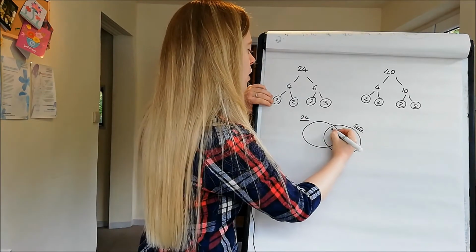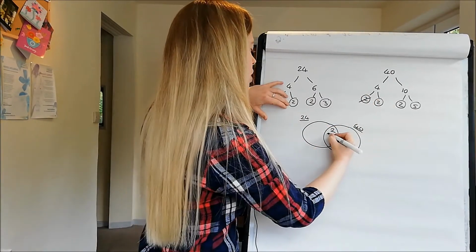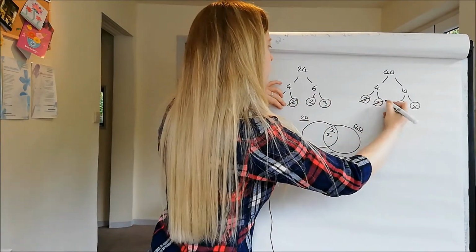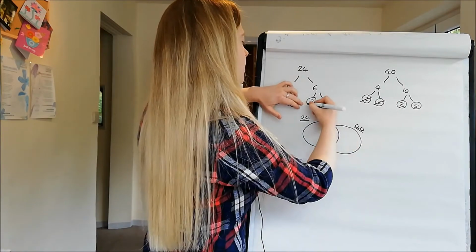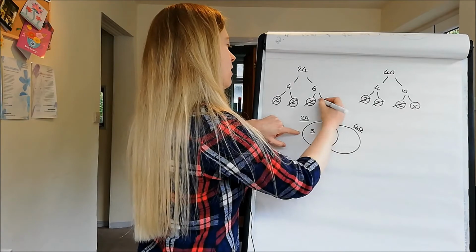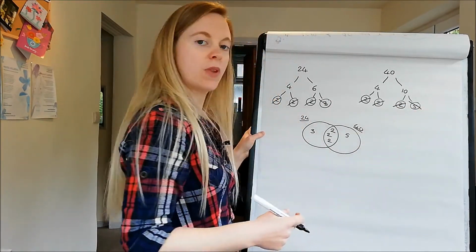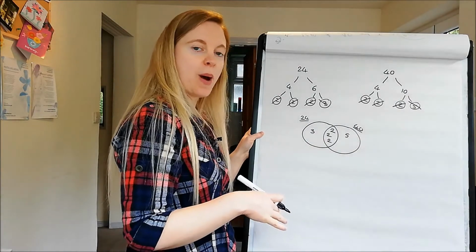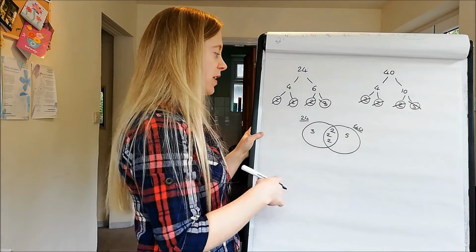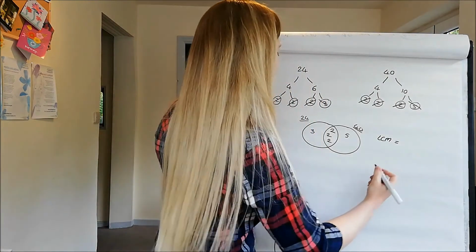They've each got a 2. They've each got another 2. They've each got another 2. 24 has a 3. 40 has a 5. In this case, we're not being asked anything about highest common factor, so we don't need to work that out. It's only asking about lowest common multiple.